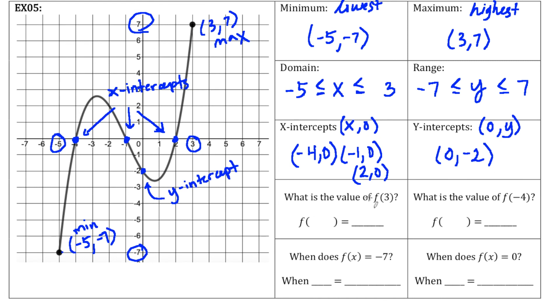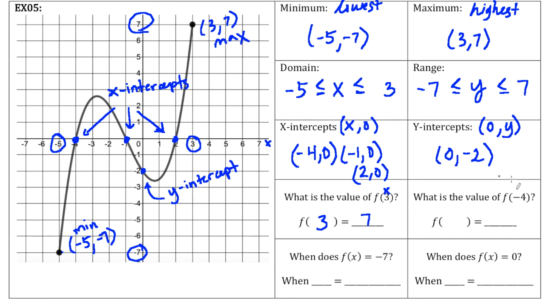Now what's the value of f of 3? That's how you say it, f of 3, not f times 3. If you ever see something like this, this means f of 3. Just so you know, this is the x value. So I'm going to go where x is 3. The x is 3 here. Remember, this is our x-axis. The x is 3 here, and the y is 7. So f of 3 is 7.